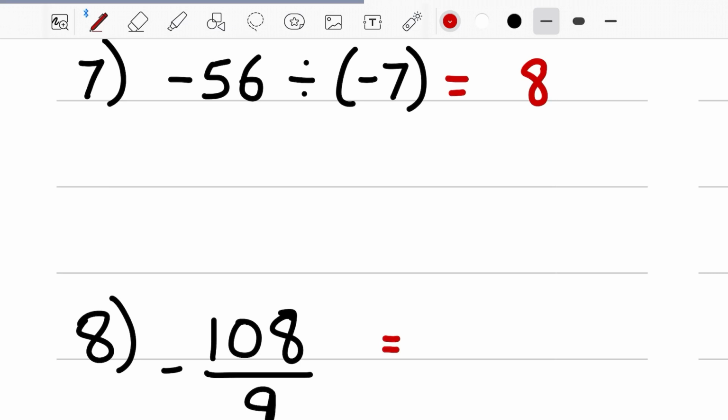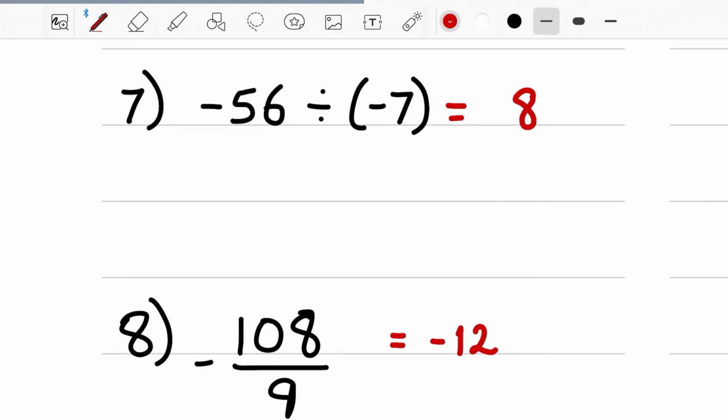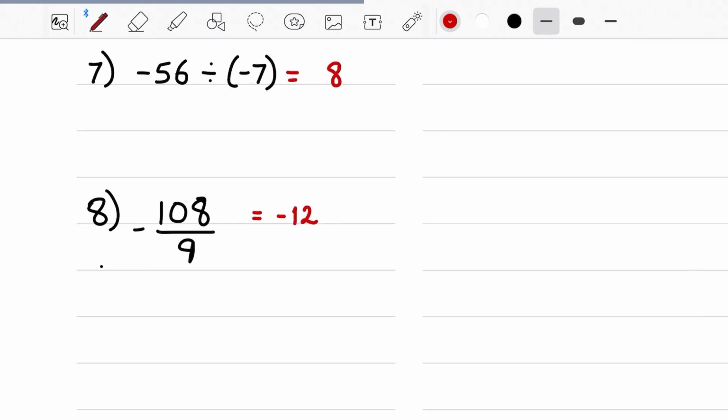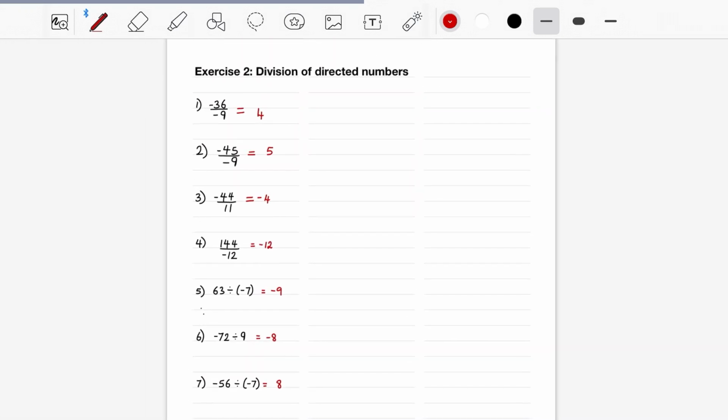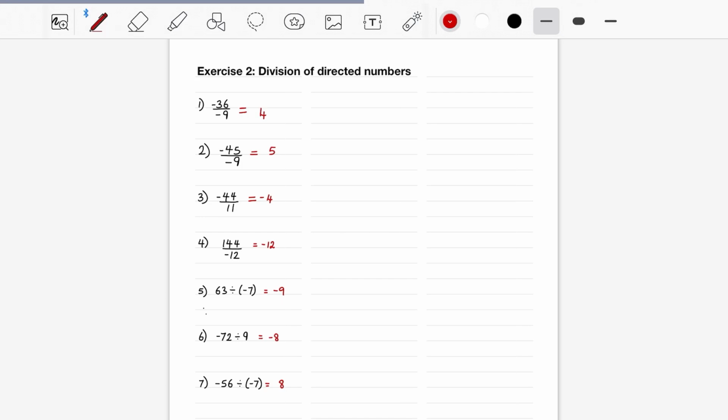Question 8, we have -108 divided by 9. Okay, so 108 divided by 9 is 12, right? And since we have a minus sign there, one minus sign means that your signs are different. So your answer is -12. And these are the answers for exercise 2.